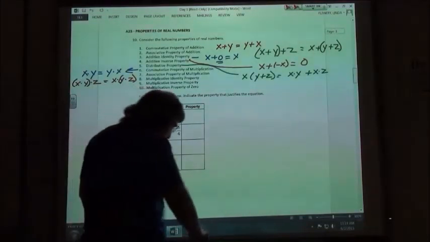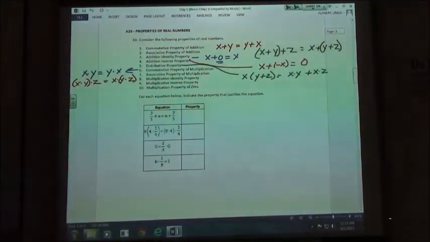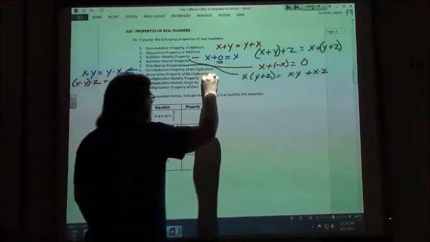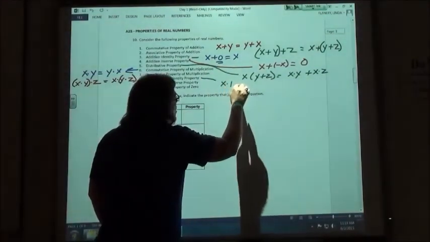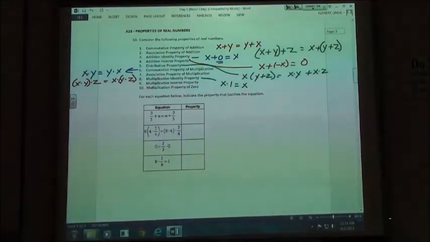Multiplicative identity property. You want to think about the identity property. What I start with is what I want to be equal to. So what do I multiply by so that I end up with the same number? Well, I would multiply by 1. 3 times 1 is still 3. So my multiplicative identity says if I take something times 1, I end up with that same number. x times 1 is still x.